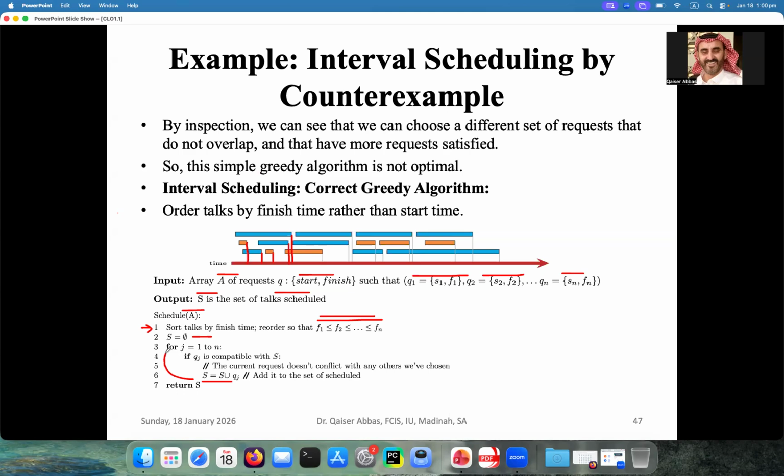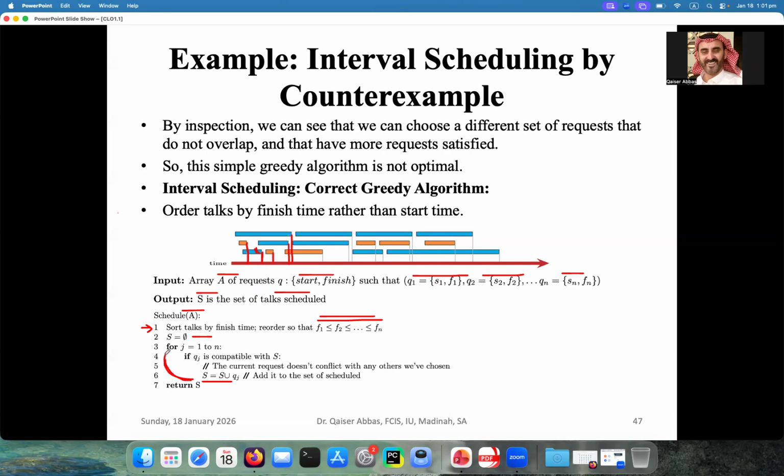Then we are going again, J is equal to 2. And for Q2, now this is Q2. And then we are checking whether Q2 is compatible with S. No, its finish time is after this, but it is within the process of the previous one. It is starting before the ending of Q1. So that's why it is not compatible and we are not adding it.